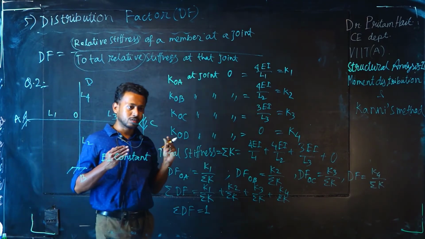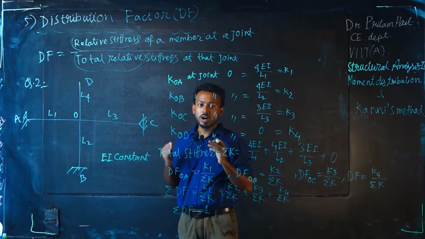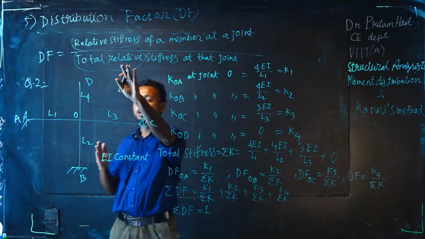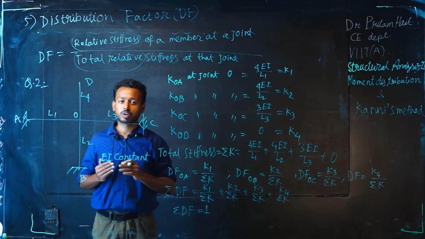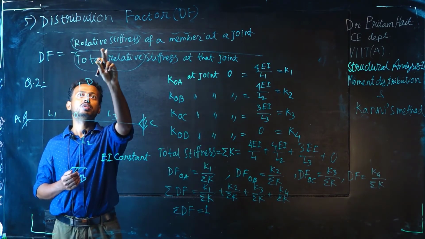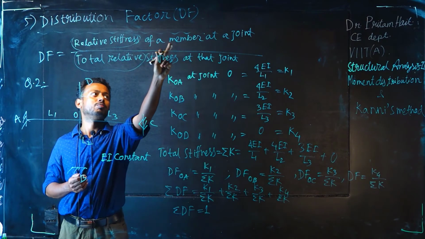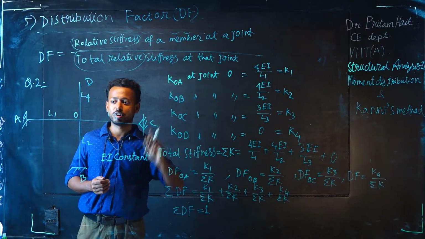So, once you are going to solve a problem, always follow a single principle. Don't mix it with the alternative principle. Always try to remember distribution factor is the ratio of relative stiffness of a member at a joint divided by total relative stiffness at that joint.